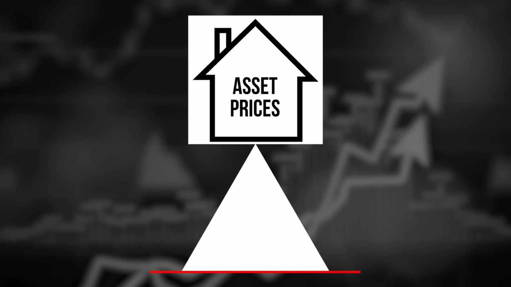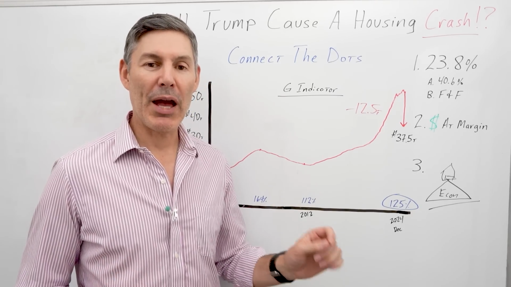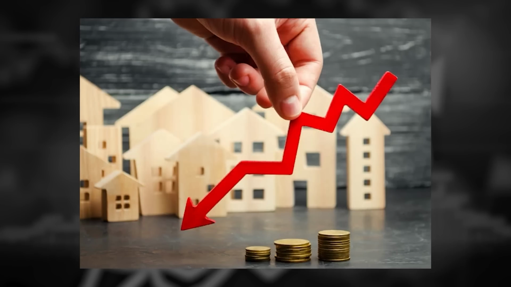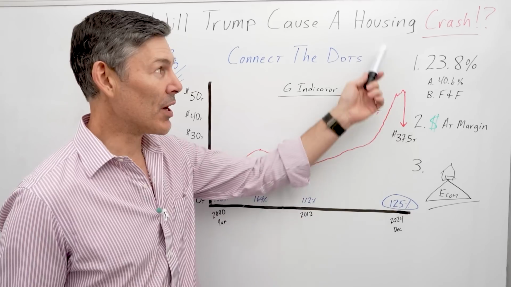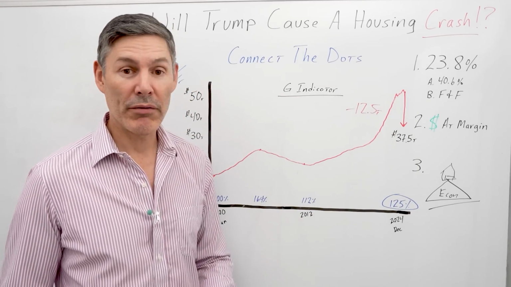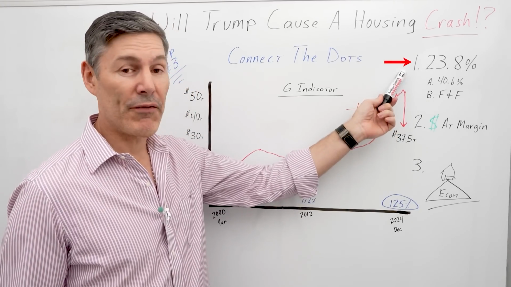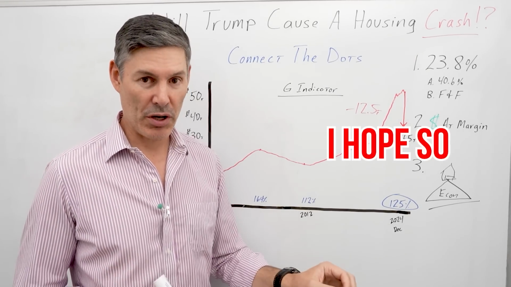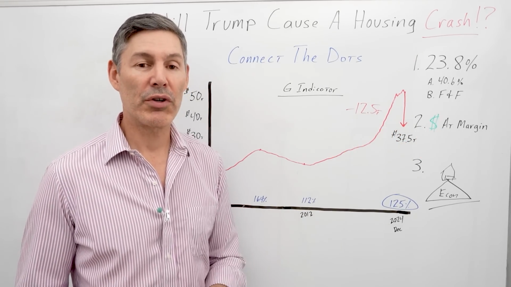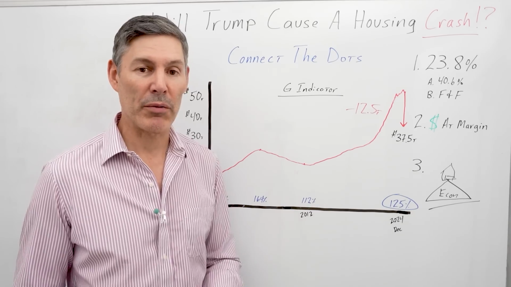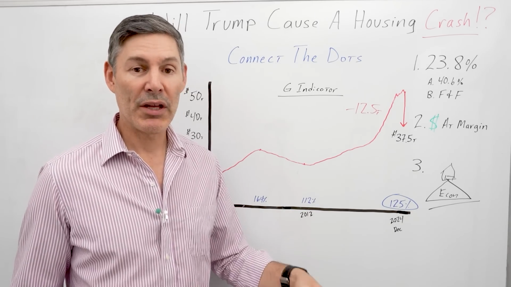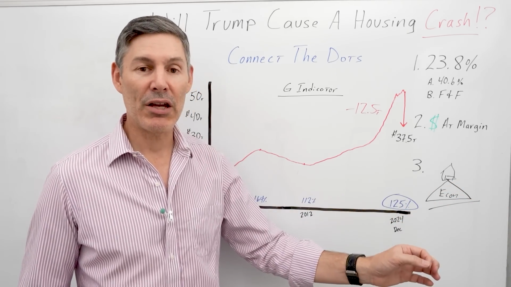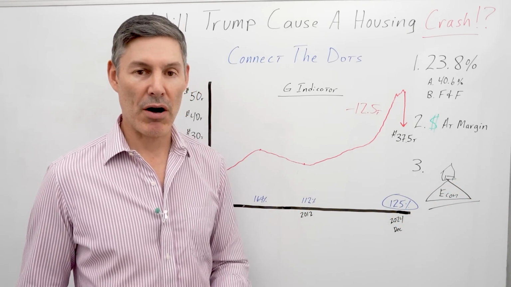So will Donald Trump be able to make housing affordable again the right way by bringing down home prices, possibly creating a housing crash where the values of homes go down 25% or more? The answer is, I hope so. Because although this would cause some extreme problems in the short run, potentially even triggering a recession, over the long run, society would be much, much better off.